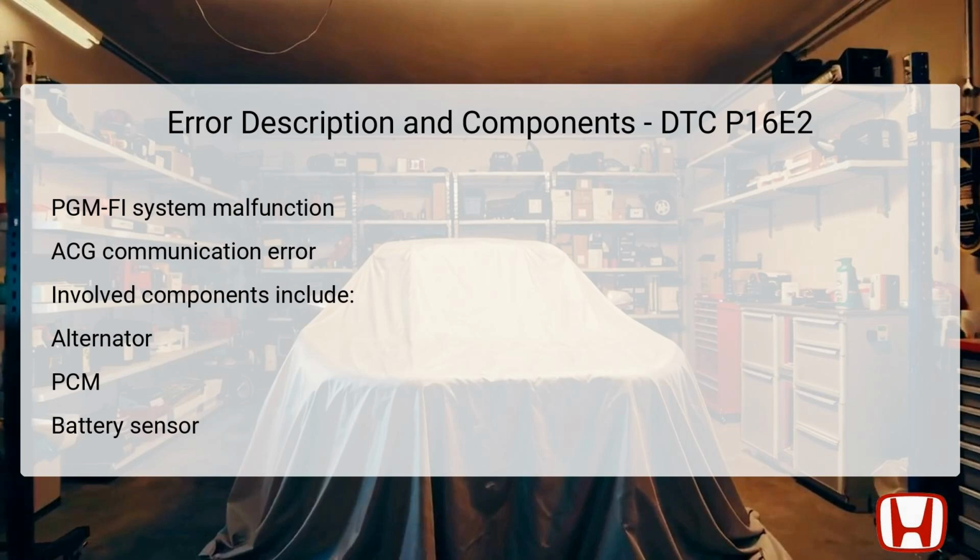The PCM acts as the brain of the vehicle, coordinating functions of various components, including the alternator. This error can disrupt the communication channel through the LIN network, leading to incorrect readings and ultimately affecting engine performance. It is critical to inspect the aforementioned components to ensure proper functionality and diagnose the issue accurately.